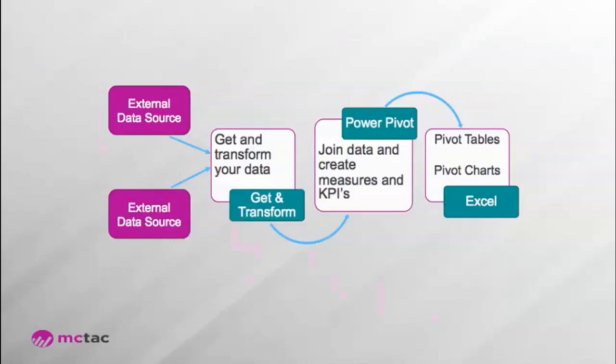This is sort of a little bit of an idea. You have your external data sources. You're going to connect to them through some kind of functionality. Today we'll talk about get and transform. That get and transform data then moves to your Power Pivot, which is your data model. And then in a very simple example, we can use pivot tables and pivot charts in Excel to deploy and visualize our data.